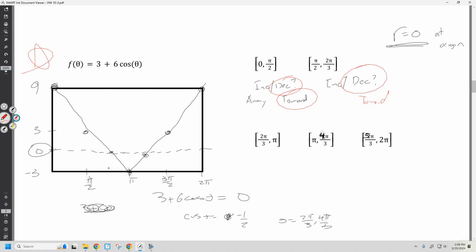2 pi over 3 to pi. We have negative values getting more negative. Our radiuses are going away from 0. We are increasing. Even though our graph's going down, we are going away from the origin, where the origin is r equals 0. Then we go back towards. Distance is decreasing. And then we finish off with increasing. This could be 5, 5, 3, 2. Got it? Cool.